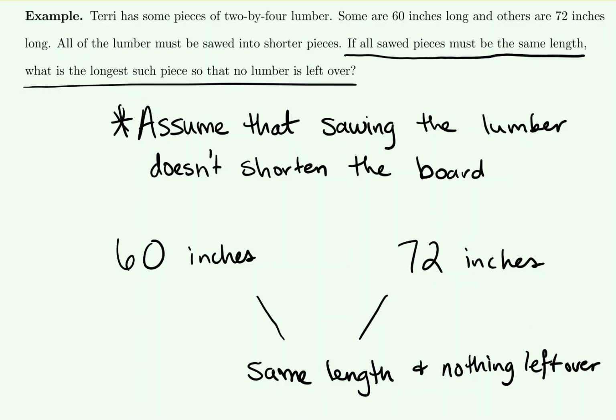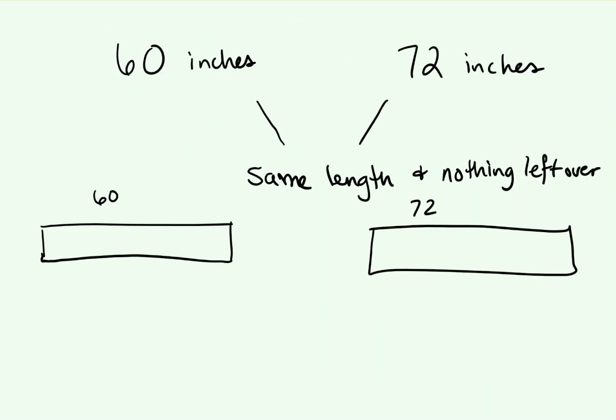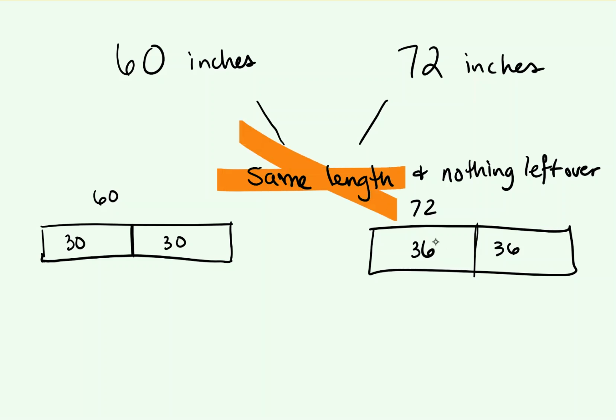We've got two different numbers, and we want to be able to divide them because cutting the 60-inch piece of lumber into different pieces of equal size is basically dividing the board into equal length pieces. To help us visualize this a bit, if I cut the 60-inch board into two pieces, it would be two 30-inch pieces. And if I cut the 72-inch board into two pieces, it would be 36 inches each. So nothing's left over, but the issue is that the boards are not the same length anymore because I would have ending results of 36 inches and 30 inches.